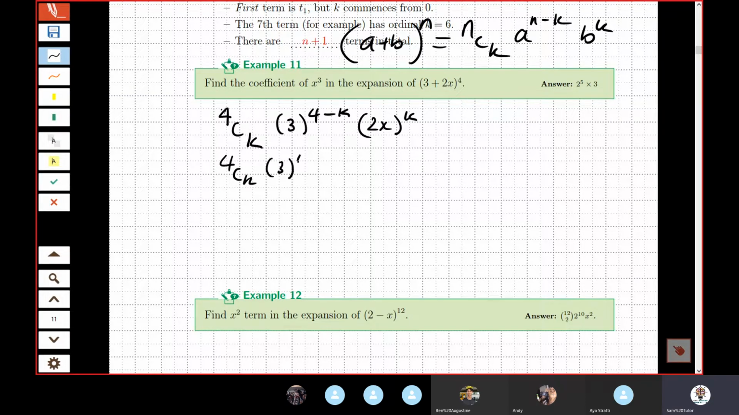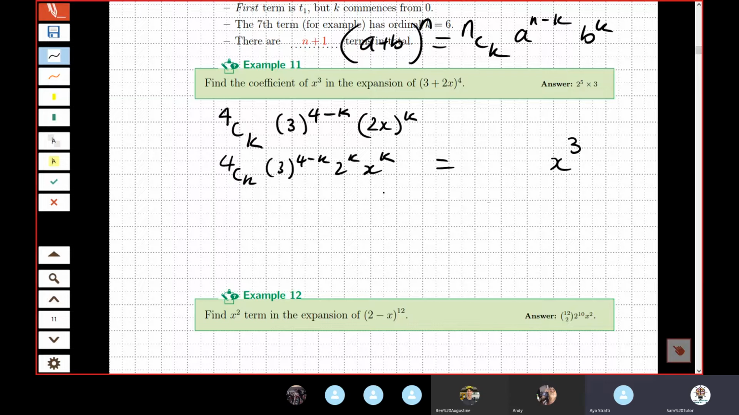You guys have got to remember this. Just be careful. And all you're looking for is for this bit here to be equal to x cubed. Do you understand that? So then what should your k equal? k equals 1? Is it 1? Wrong.